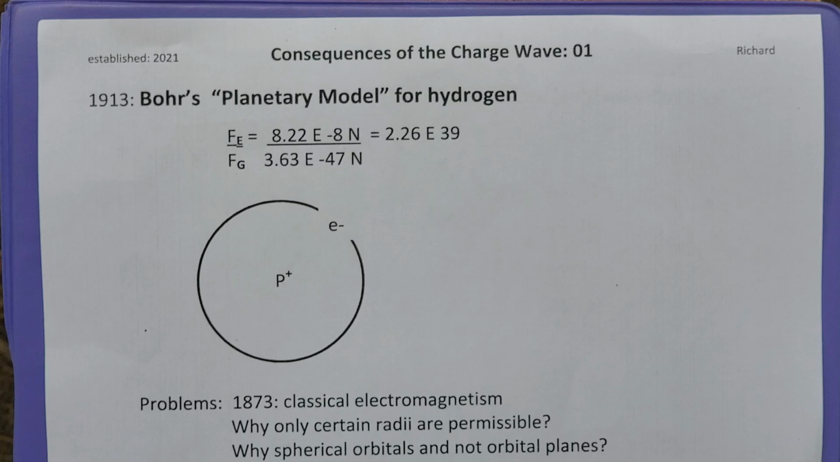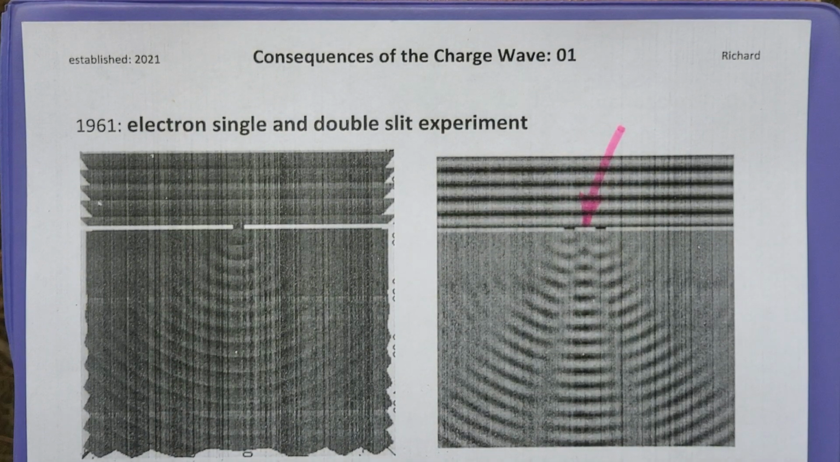Although largely considered obsolete in the majority of science, Bohr's model is still taught in chemistry and electrical classes, where discrete electrons are required. In 1961, the electron single and double slit experiments seemed to support the wave-particle duality. So let's do an actual comparison of the electron wave particle to a water wave.